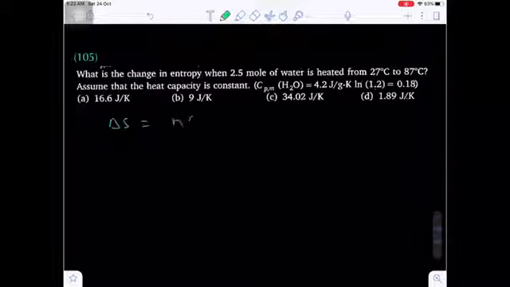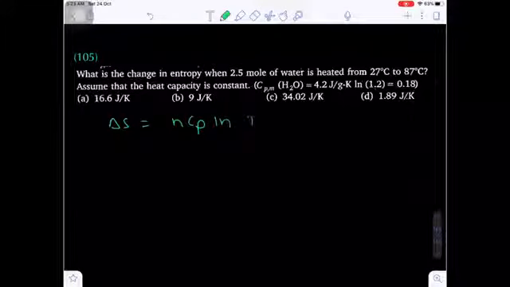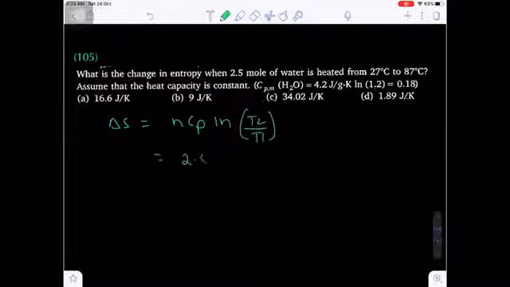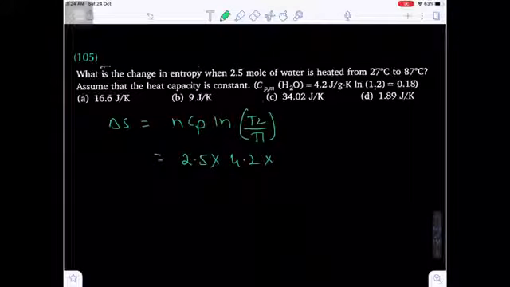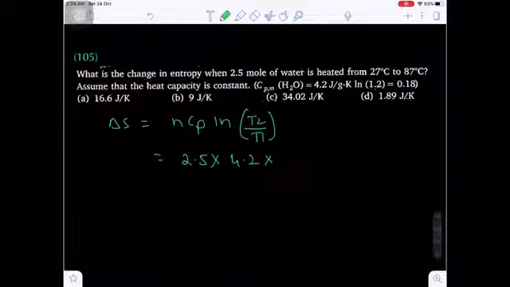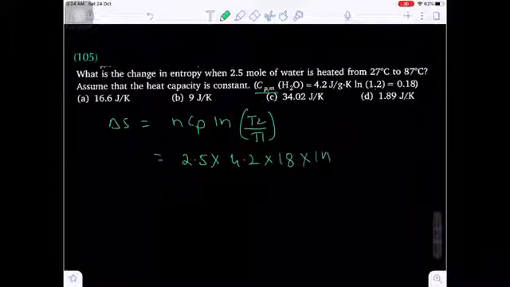So directly we can write the formula delta S equal to n Cp ln T2 upon T1. So what is the number of moles given? 2.5. What is the Cp given? 4.2 joule per gram per Kelvin. Remember, we have to multiply with molar mass. Okay, it should always be per mole. Heat capacity should be here per mole. Because if you see, the value given Cp,m is the molar heat capacity, but it is given in terms of grams, but we know the molar mass of water, that will be 18, into natural logarithm.